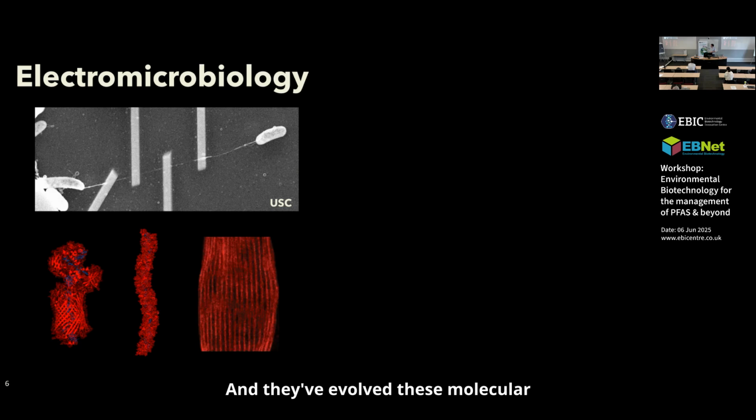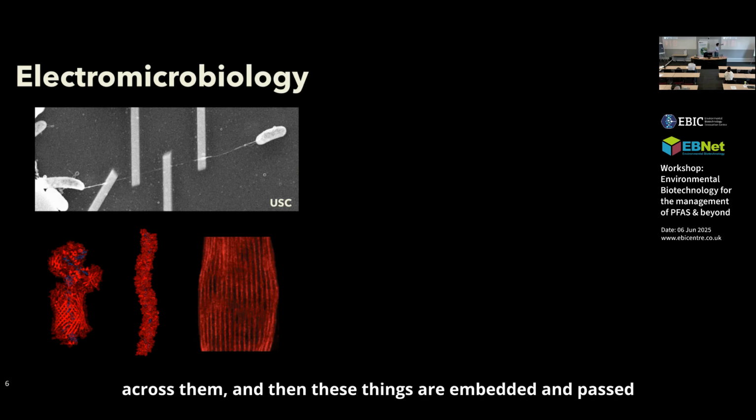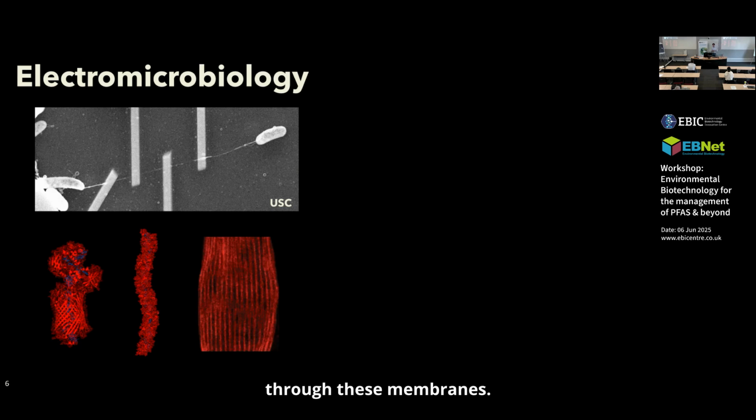And they've evolved this molecular machinery, which you see here in red, to move electrons out past the outer membrane of these cells. These bacteria have a lipid layer or a protein layer on their outer surface, and it typically functions as an insulator. You wouldn't be able to pass electrons across this. And so they've come up with these proteins that allow electrons to transmit across, and these are embedded in and pass through these membranes.